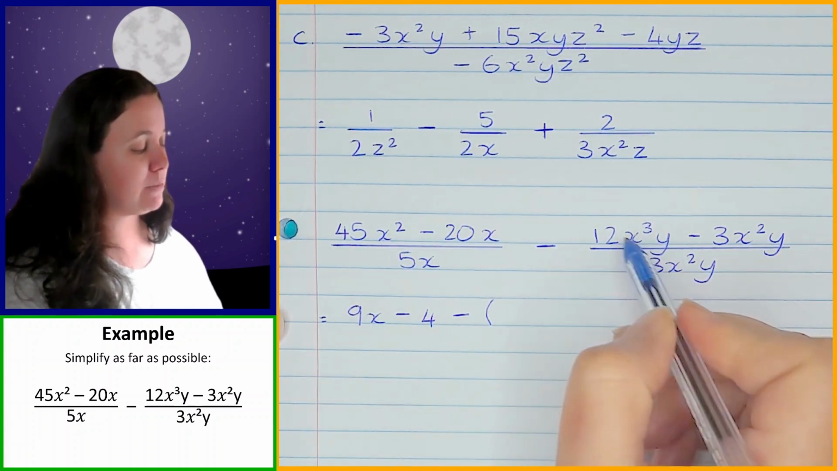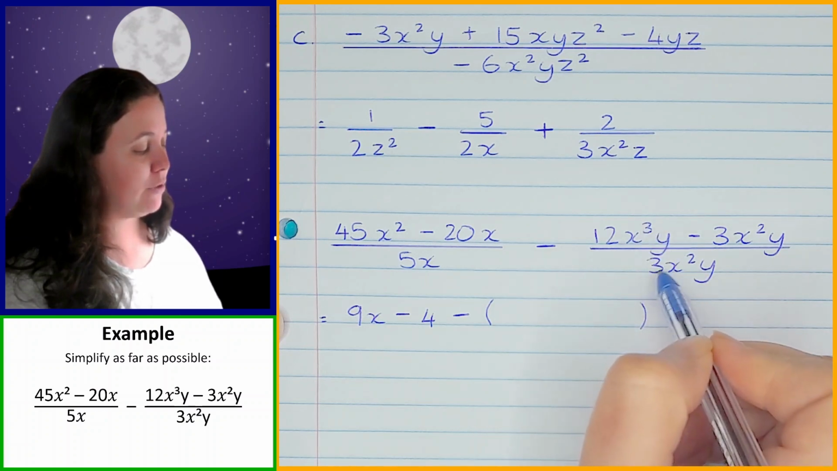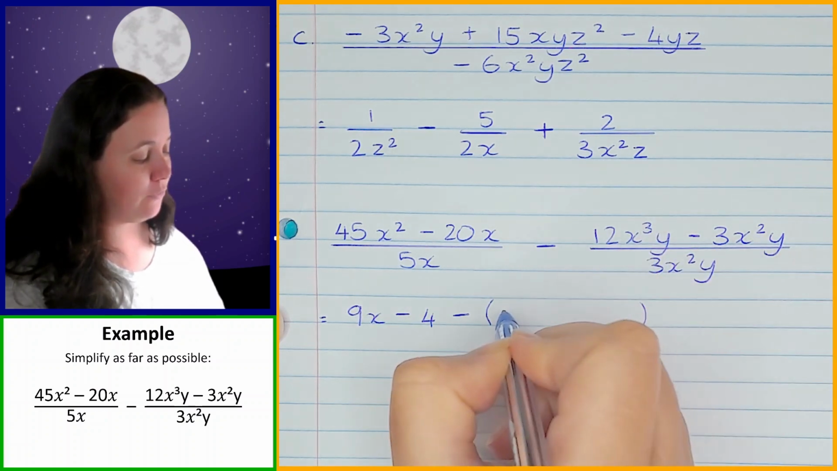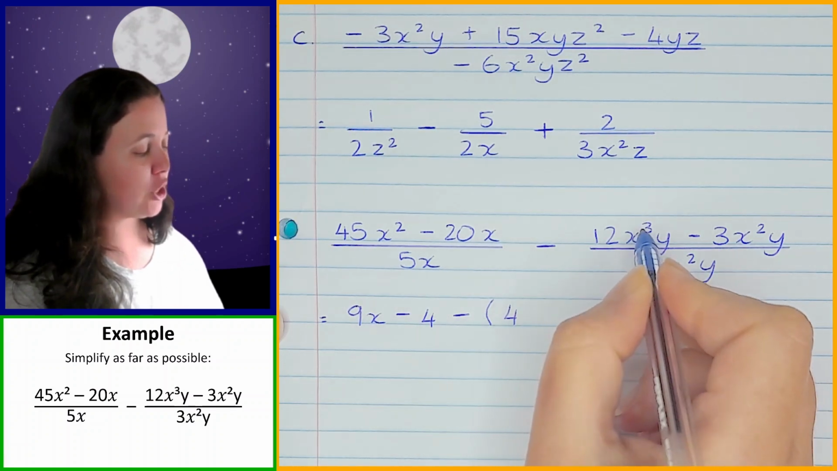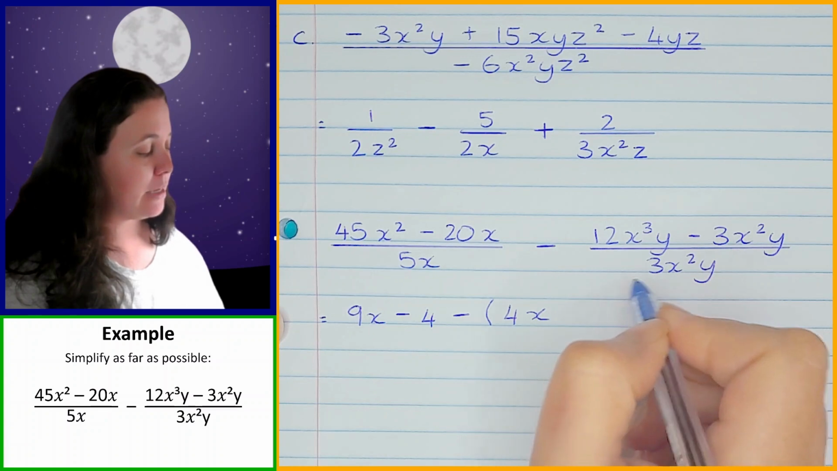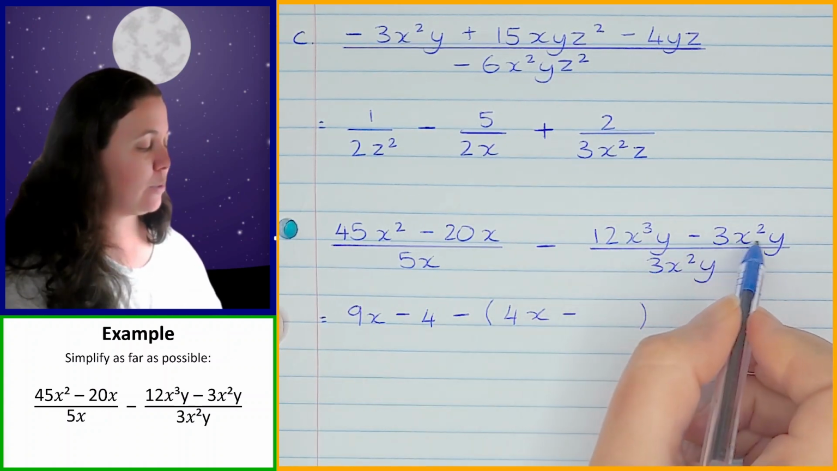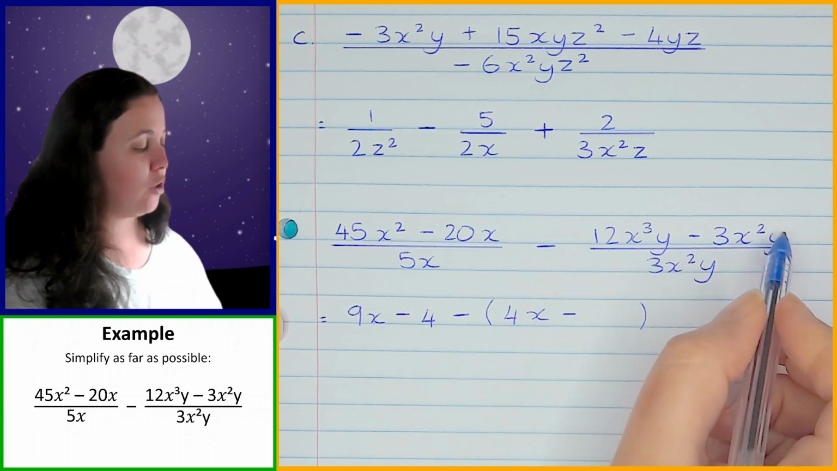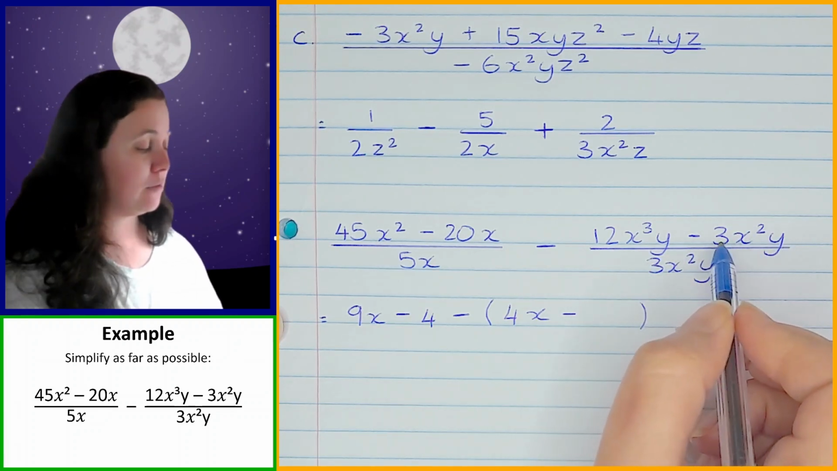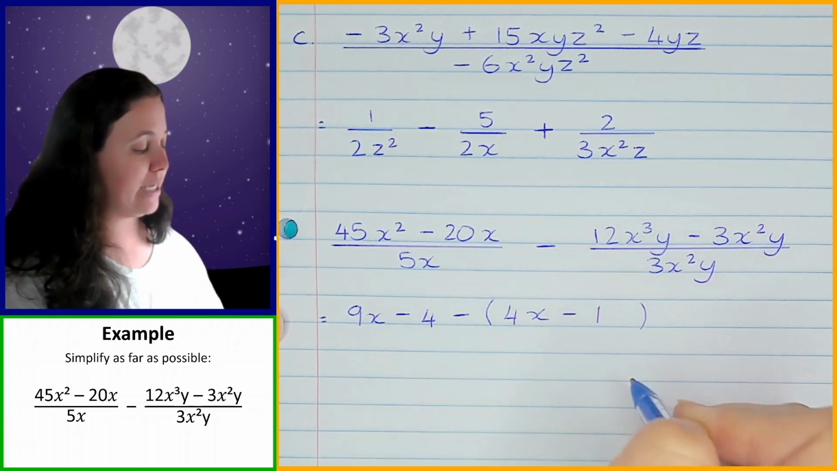Now I'm going to simplify this fraction over here. So I've got 12x cubed y divided by 3x squared y. 12 divided by 3 is 4. x cubed divided by x squared is x, and y divided by y cancels. Then I've got a negative divided by positive, that's minus. Then I've got 3x squared y divided by 3x squared y. That whole thing is the same at the top and the bottom, so it's going to cancel out completely. So that's going to give me 1. So I've got 4x minus 1.